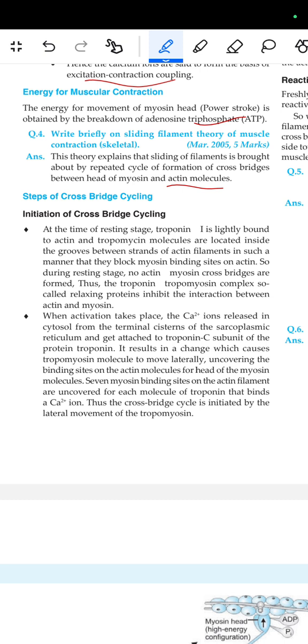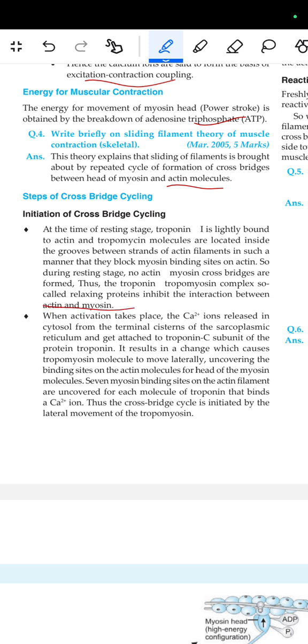At the time of the resting stage, troponin I is lightly bound to the actin and tropomyosin molecules are located inside the groove between the strands of the actin filament in such a manner that they block the myosin binding site on the actin. So during the resting stage, no actin-myosin cross bridges are formed. Thus, the troponin-tropomyosin complex, called the relaxing protein, inhibits the interaction between the actin and the myosin.